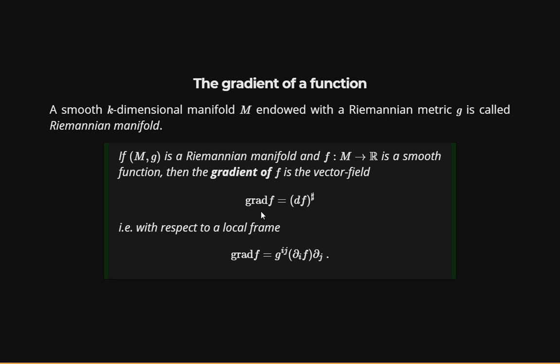Now, obviously, if you have the gradient of a function, you just need to define a retraction, and then you can do the whole game of Riemannian gradient descent all over again.